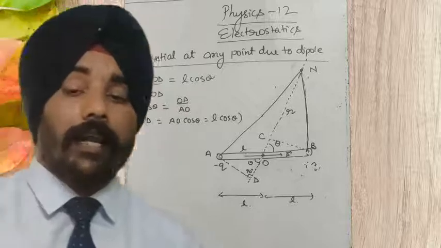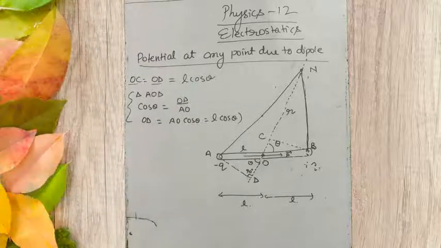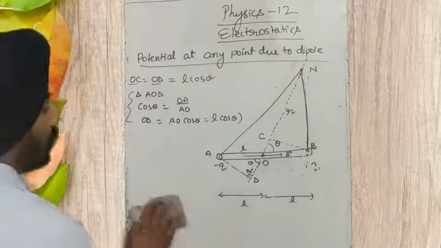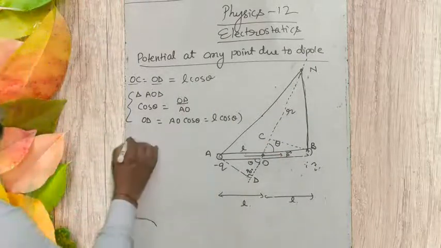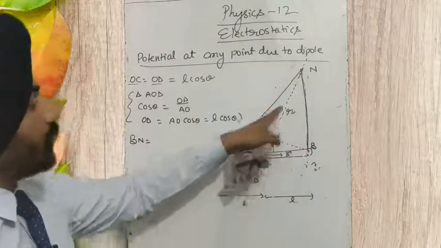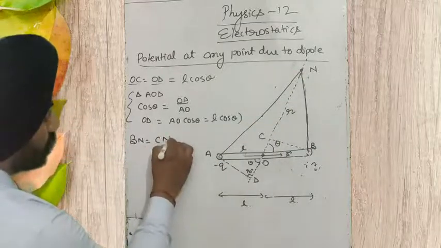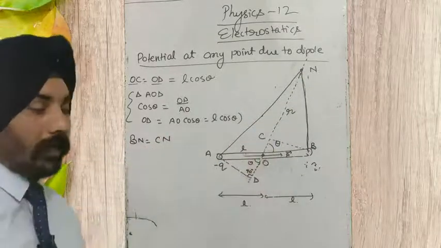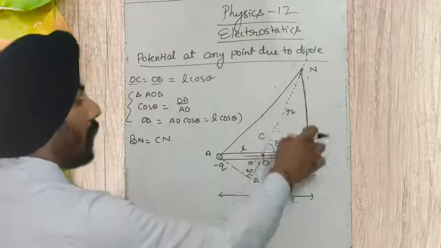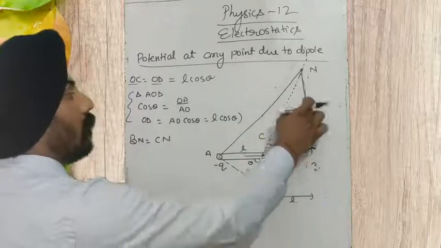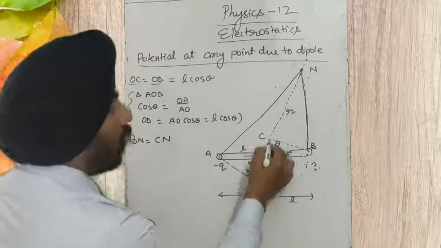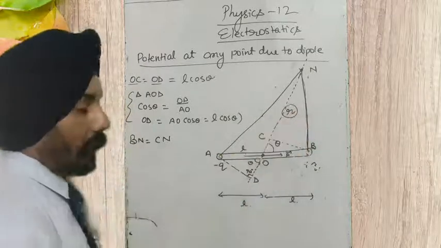But what to do with this L cos theta? Because we need the values of B to N and A to N. The value of BN will be equal to CN. That is why we have drawn the perpendicular: from B to C, we have drawn the perpendicular to make this distance equal. So B to N is equal to C to N, and we have the value of O to N, that is equal to R.